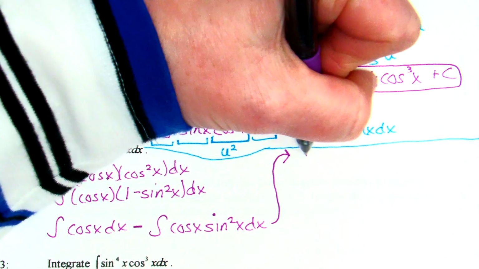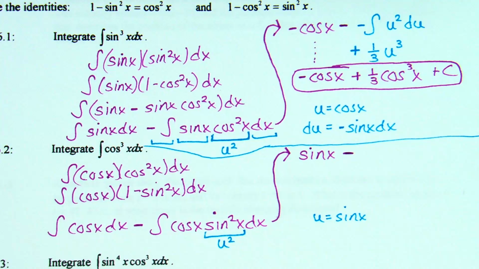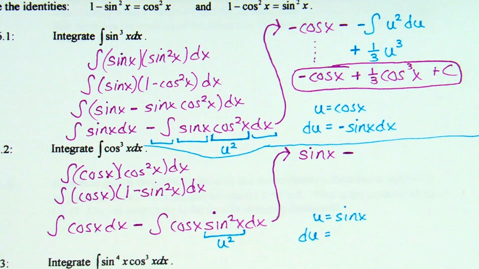So, if u is sine x this time, then du is the derivative of u. And what's the derivative of sine x? Cosine x dx. Okay. Match your pieces up. Does it match? Du, when I replace, what am I replacing du? Cosine x dx is replaced with du.